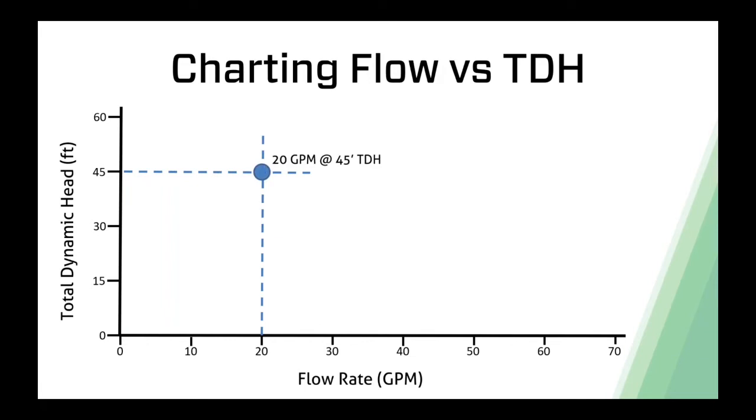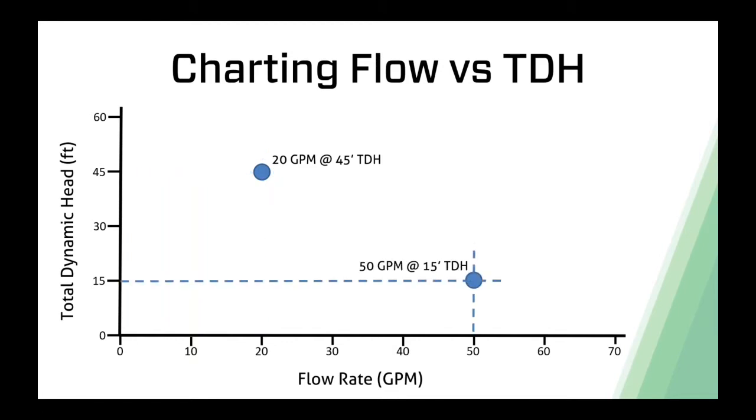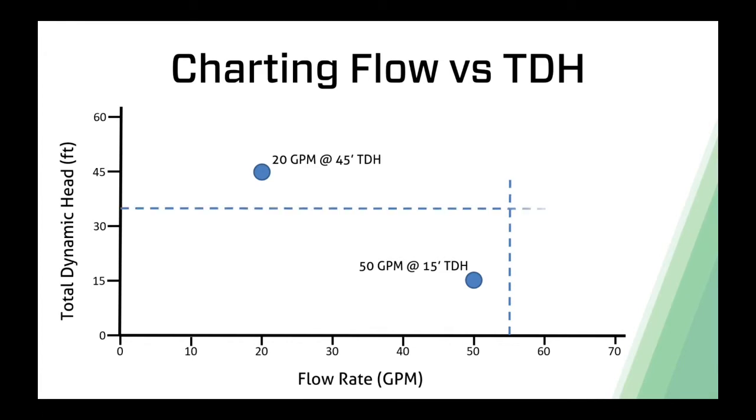So what I have on the screen here is a plotted point, and that point represents 20 gallons a minute at 45 feet of total dynamic head. If we had a different point, then we wanted to plot 50 gallons a minute at 15 feet of total dynamic head, it would look like this. Lastly, just to drive the point home, if we had 55 gallons a minute and 35 feet of total dynamic head, we would plot it this way. So when we plot a point on here, it tells us some flow rate and it tells us some associated total dynamic head. And this becomes useful for us in a couple of different ways.